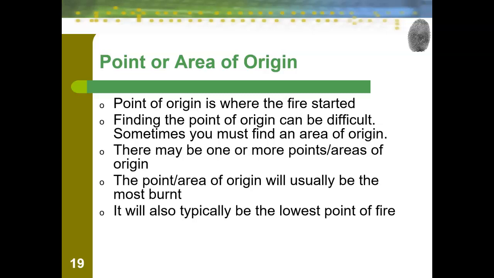There can also be 1 or more points or areas of origin. That usually indicates that you have an arson fire, because multiple fires randomly popping up is unlikely. The point or area of origin will be the place that is the most burnt, since that is where the fire started. It is also typically the lowest point of the fire. Not always. If someone started a fire on the 2nd floor of the house, it could burn downward, but typically it is the lowest place.